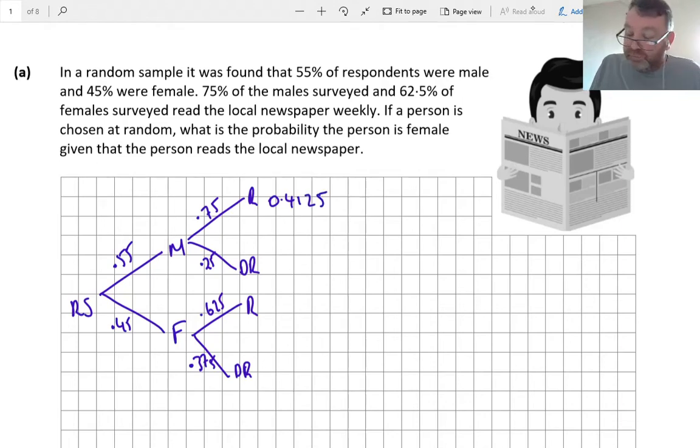0.55 by 0.25, 0.1375. 0.45 by 0.625 is 0.2813. And 0.45 by 0.375, 0.1688. It's great to be able to do them in your head that quickly. No, they're written down. I have the solutions to these ones done. Okay, so there's all the probabilities.